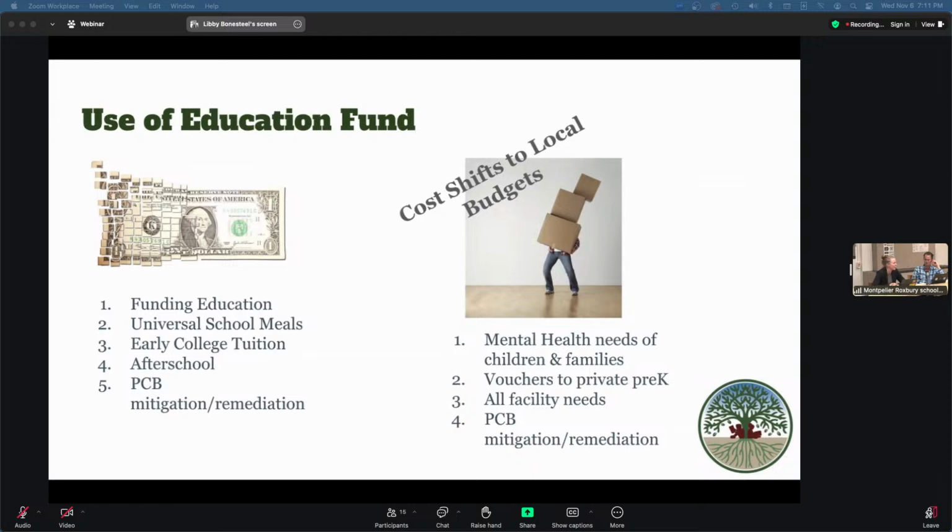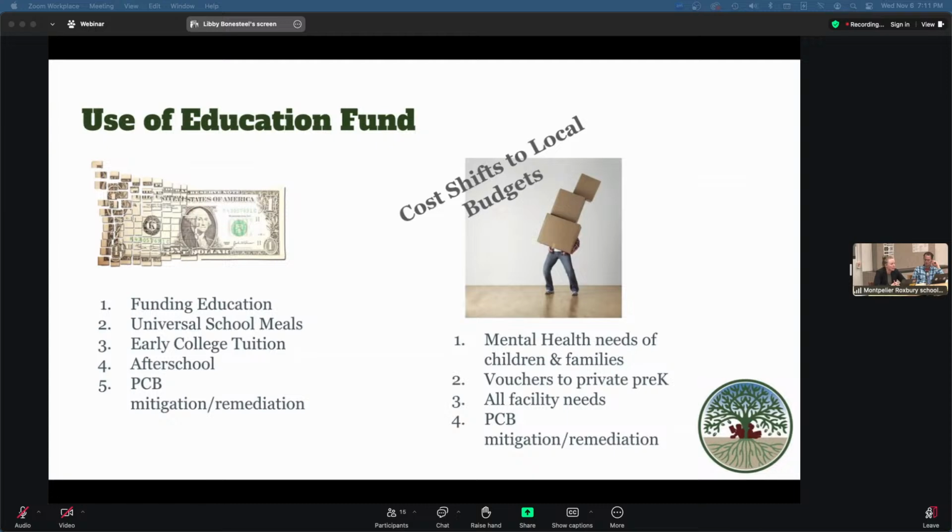And we have seen a significant rise in mental health costs in our school budget because of that, maintaining what the state has decided. We are really, in Montpelier here in particular, the only game in town for mental health services for many of our students. So we have a lot of social workers, a lot of counselors, a lot of services that we provide kids in-house. Our vouchers to private pre-K come out of our local budgets, which is a pretty large expense.